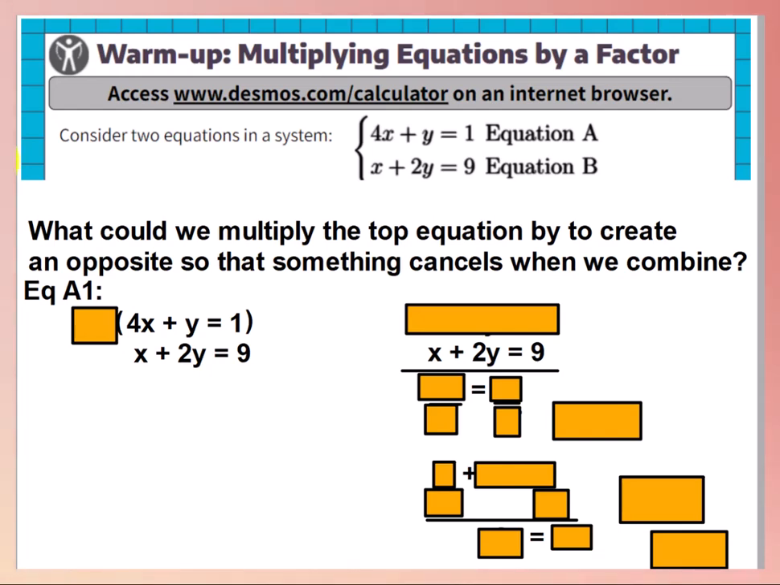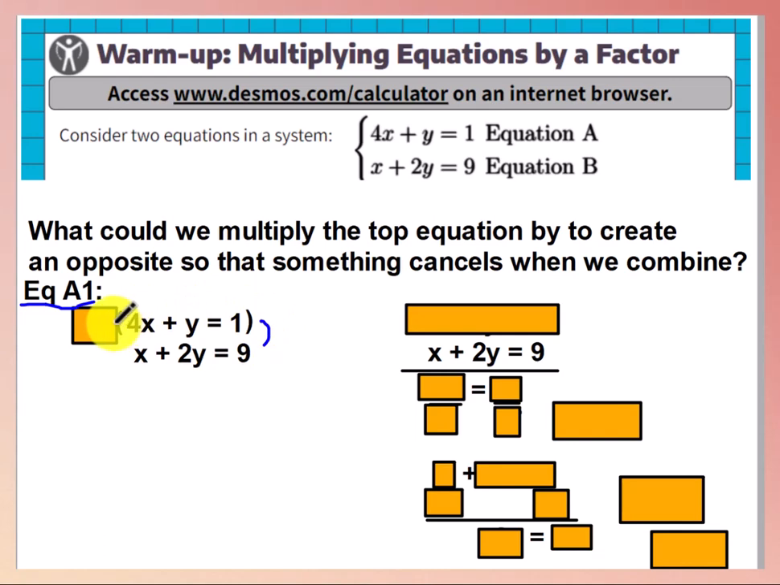All right, consider these two equations in this system. So we have equation A, 4x plus y equals 1, and equation B, x plus 2y equals 9. What could we multiply the top equation by to create an opposite so that something cancels when we combine? So we've got the system written down here. So look here where we have equation A1. We have some room to show our work. So I've copied these two equations down.